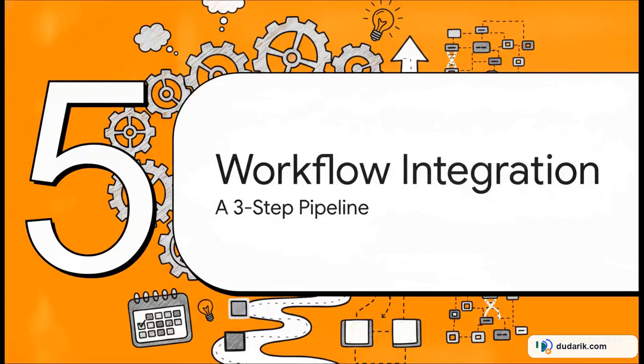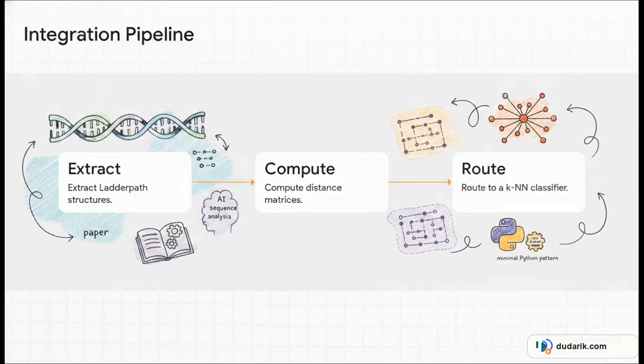Finally, Section 5, integrating into your workflow. Here's a simple 3-step pipeline. Now, the official GitHub repo hasn't been published by the authors just yet, but the paper actually gives us this really straightforward 3-step integration logic. Step 1, extract the Ladderpath structures. Step 2, compute the distance matrices. And Step 3, route those matrices to a k-nearest neighbor classifier. The source material even drops a minimal Python pattern using scikit-learn and NumPy. That means you can literally write the scaffolding right now and be totally ready to swap in the official distance algorithm the absolute second it drops.